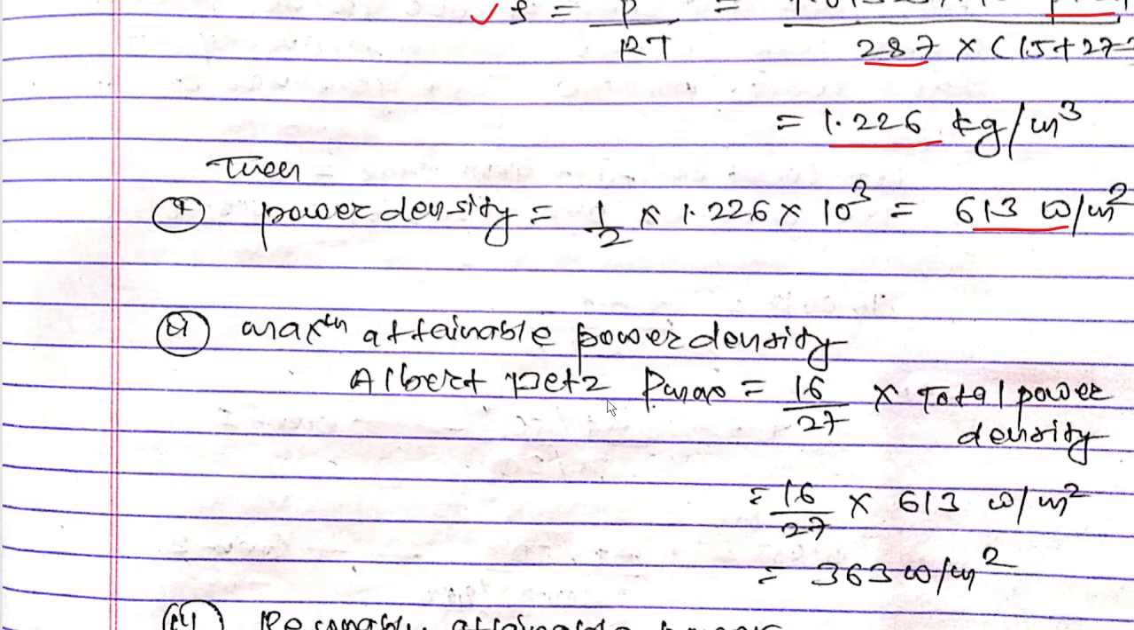almost P max. So the maximum attainable power density will be 16 upon 27, and this 16 upon 27 is a constant value, into the total power density, and just now we have obtained the total power density as 613 watt per meter square. So 16 upon 27 into 613, we'll get 363 watt per meter square.